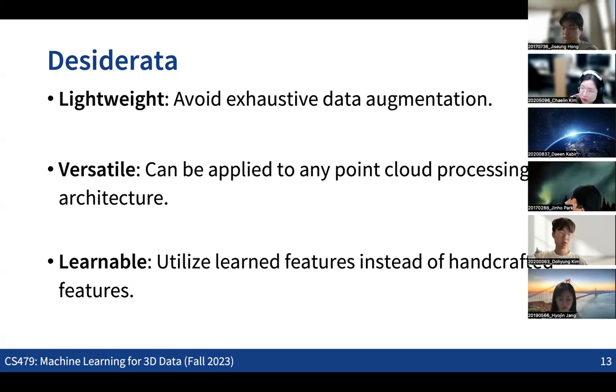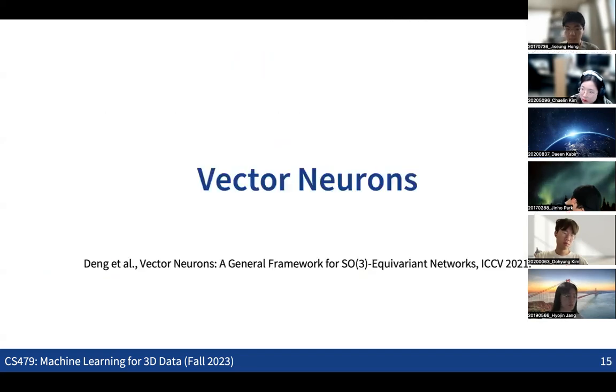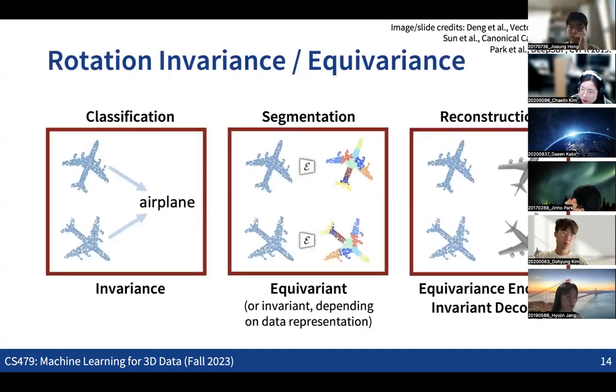So to this end, we are discussing a neural architecture, which is vector neurons. Based on that, what are the applications that we can do? We can apply these architectures for classification. Classification is the case where we want to achieve rotation invariance.